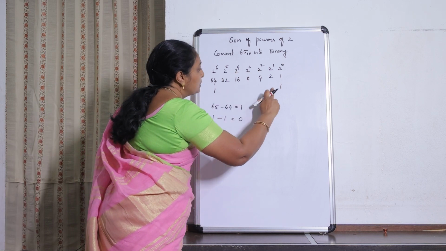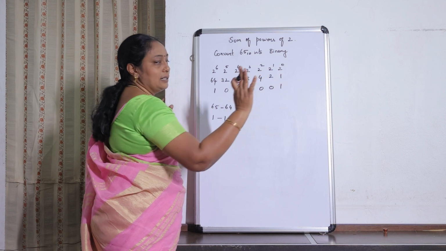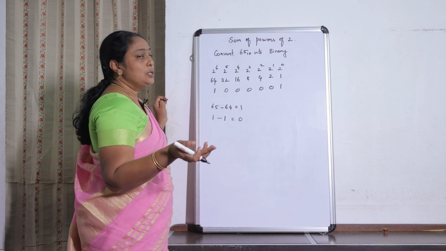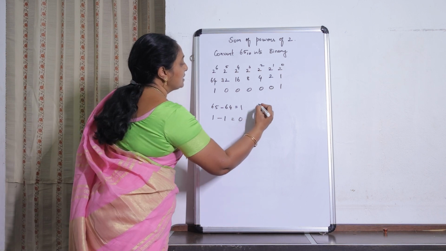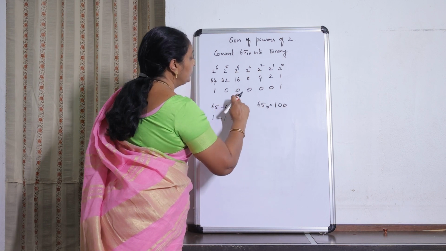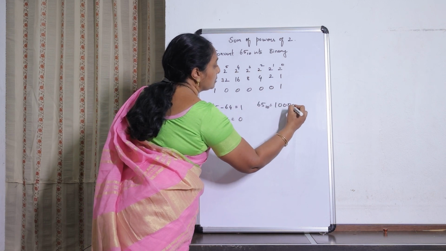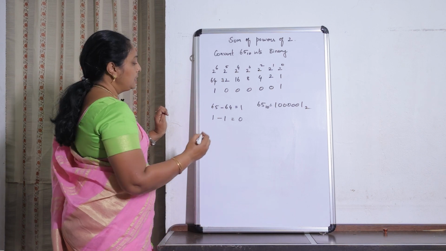Now what to do with these remaining spaces? Just fill them with zeros. So this is the answer. You can even try this using the repeated division by 2 method. The same value you will get. So here the answer will be 65 to the base 10 is equal to 1, 5 zeros, followed by 1. This will be the answer. One more problem I'll do.